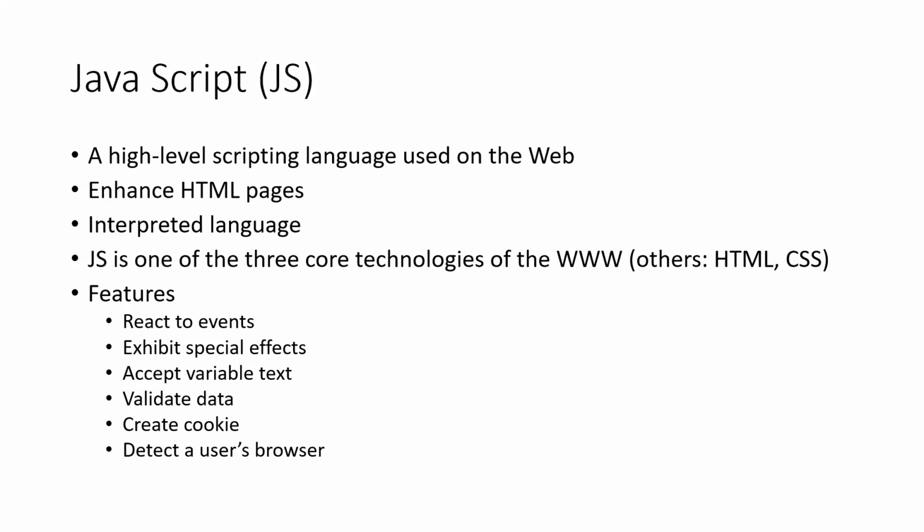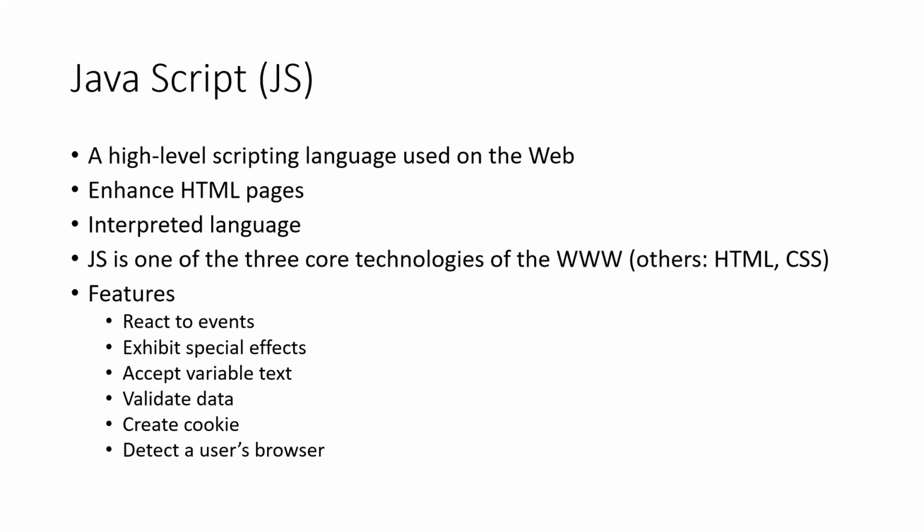If you look at the features, you can react to events, you can click a button, you can interact with the user, providing them alerts, messages. You can have special effects like image scrolling automatically, and you can put up a button when you click more to go to the next one, or you can show and hide. Then you can accept variable texts, and validate data, especially very important in your case as application designers.